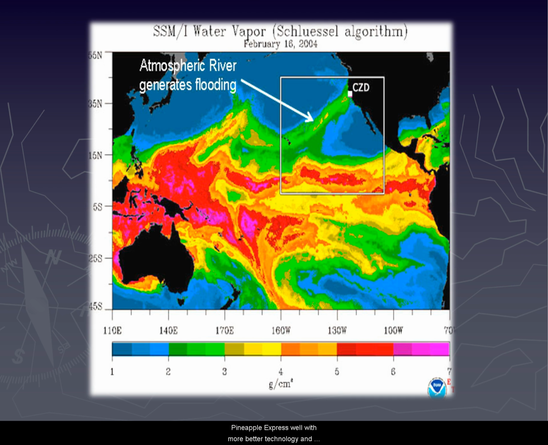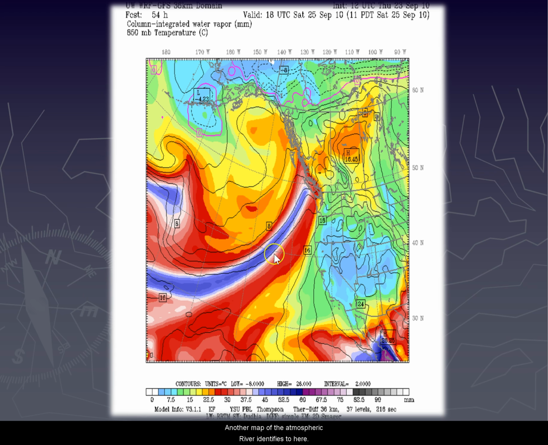Well, with better technology and observations, we were able to define really what a Pineapple Express is and identify different features such as the atmospheric river. Another map of the atmospheric river identifies, so here's Washington, coast of Oregon, the coast of California. And we can see areas of high moisture content, which is identified in the purple color here. And we see this very narrow channel of moisture that's coming up from the tropics.